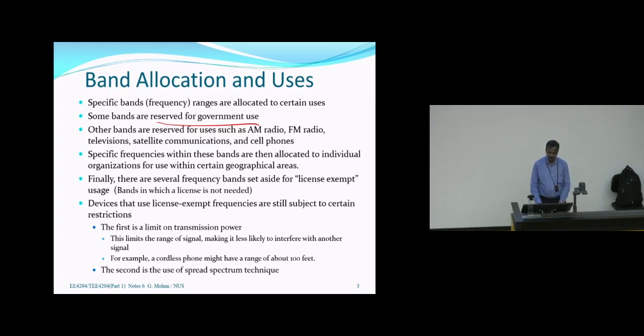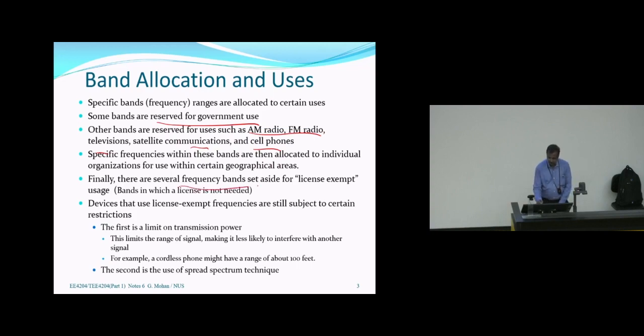Other bands are reserved for other purposes, public usage: AM, FM radio, as I said, and TV broadcast. The frequencies are allocated for this. Satellite communication, mobile phones, they operate at certain frequencies. So if you look at the specifications of your phone, you can see the frequency bands in which it operates, correct? And these bands, 2G, 3G, 4G, or 5G, are allocated by the government to the individual carriers.